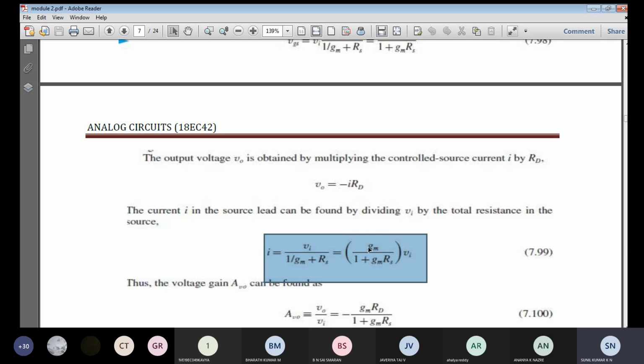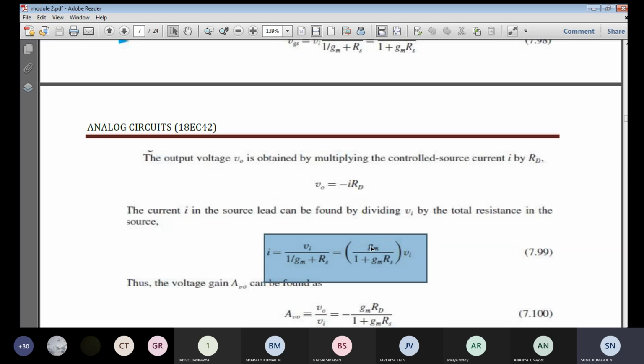What was the overall transconductance? It was Gm into VGS. In the previous analysis, ID, the output current, was equal to the input gate to source voltage multiplied with the transconductance, Gm times VGS. But now instead of Gm into VGS, we have Gm into Vi, with Gm divided by 1 plus Gm into Rs. That means it is going to be a reduced value compared to the normal transconductance. In common source without source resistance the transconductance value was much higher, but now with source resistance it has been reduced by a factor of 1 plus Gm into Rs.